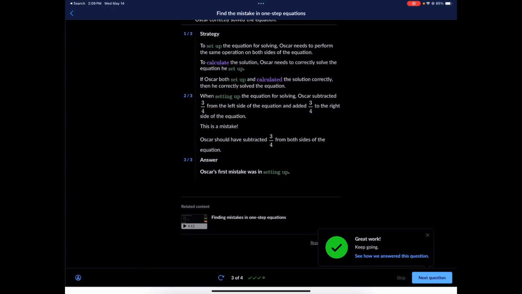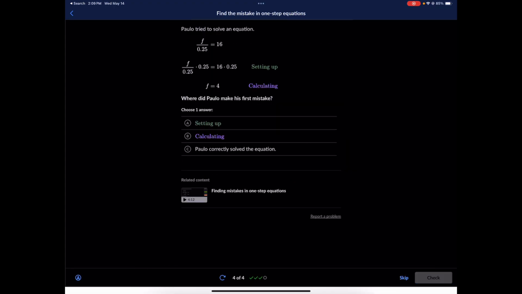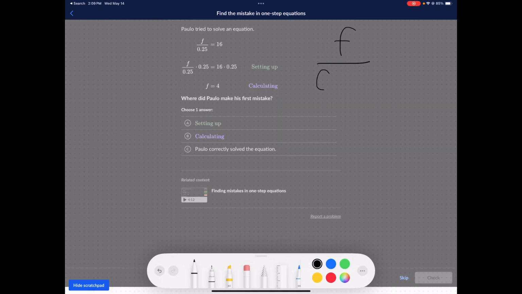Okay, next problem. Paulo tried to solve an equation. We have the same thing. Okay, let's try to solve this ourselves. When we're doing division, we have to do the opposite, which is multiplying by 0.25. So when we multiply by 0.25, we can also write this as f times 4, because when you're divided by a number that's less than 1, it's going to increase. So we do 0.25 equals 16. Multiply each side so we get f alone. And then when we're multiplying 0.25, we get 4.